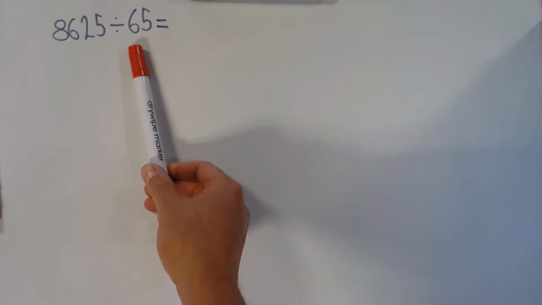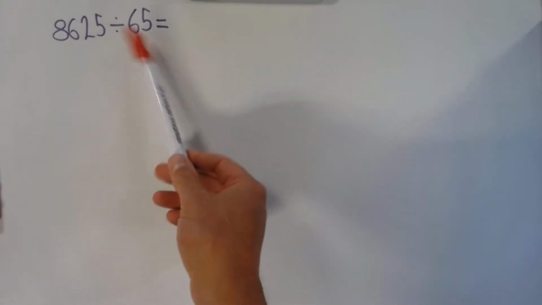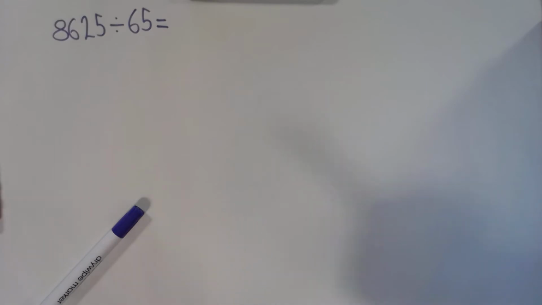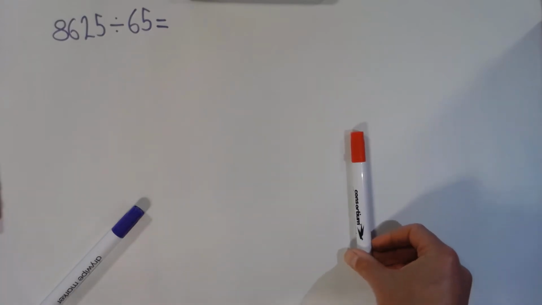As with any of our division calculations where we're dividing by 2 digits, the first and most important thing is that we're going to write down our 65 times table. That's going to be really key, and it's going to make this so much more straightforward for us. So I'm going to pop our 65 times table down here for us.